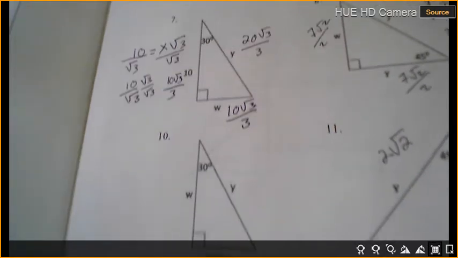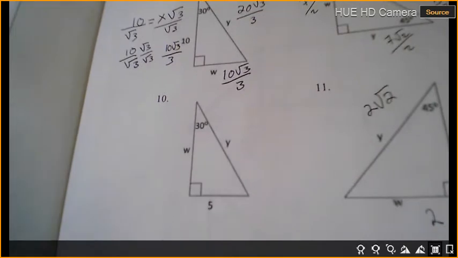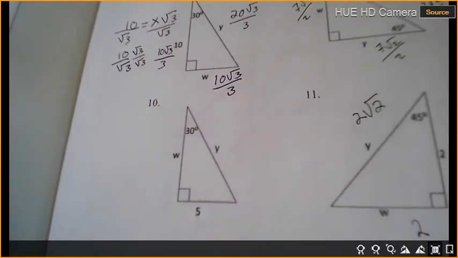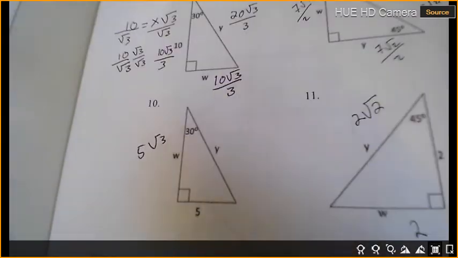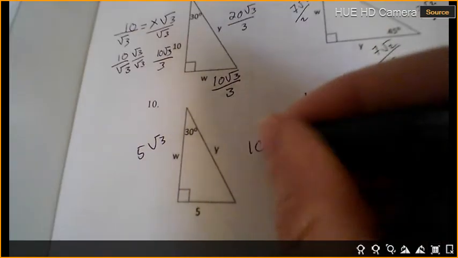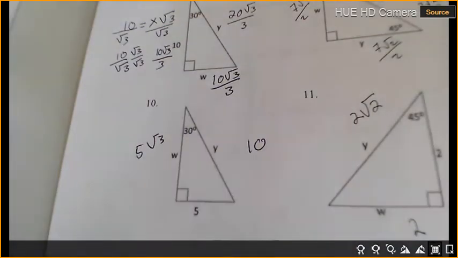Okay, 10. What am I going to get? W is going to be 5 square root 3, and y is going to be 10. Good. All right, let's move to number 12.